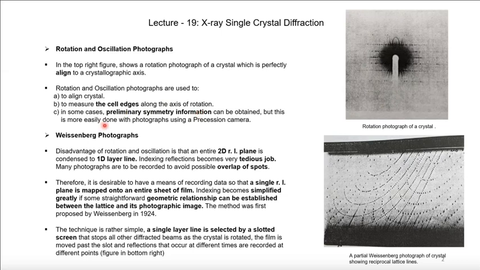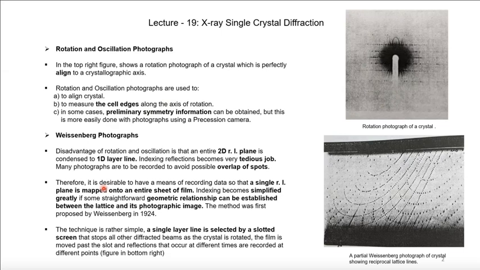Every experimental method has some disadvantages. The disadvantage of rotation and oscillation photographs is that a two-dimensional reciprocal lattice plane is condensed to a one-dimensional layer line. That makes indexing reflections a very tedious job. Many photographs have to be recorded to avoid possible overlap of spots.